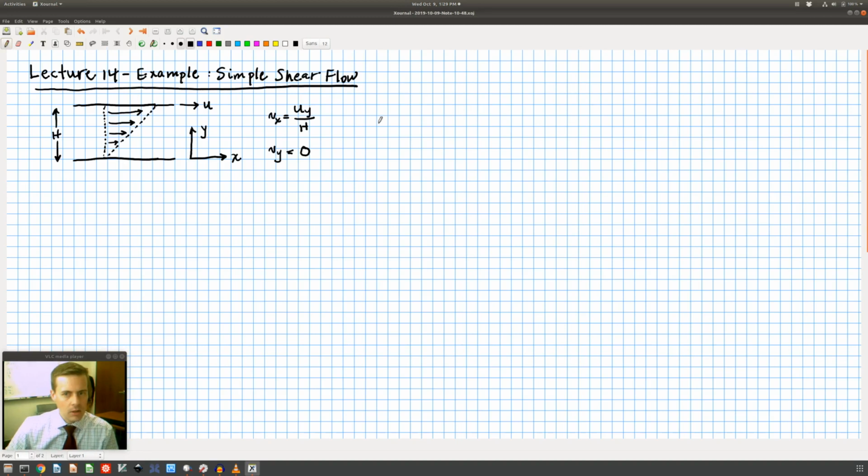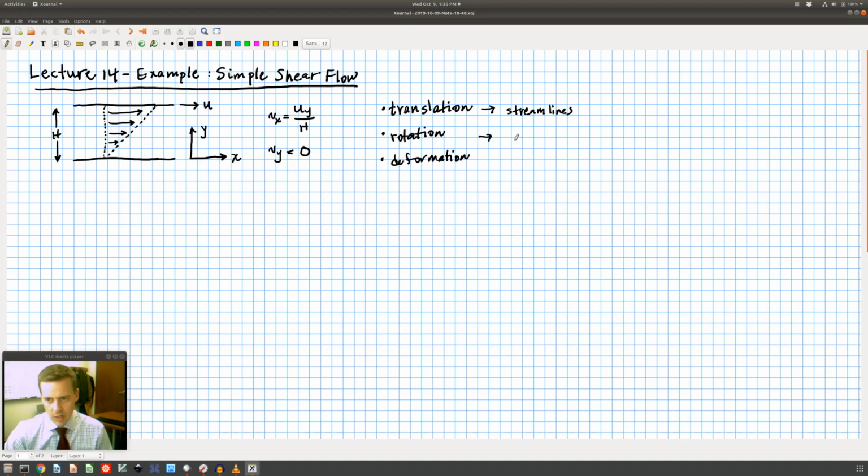We care about translation, we care about rotation, and we care about deformation of different material elements in our velocity field. And we had mathematical quantities that I said we could calculate for these. So for translation, we have stream functions and streamlines. So I'll put streamlines here.